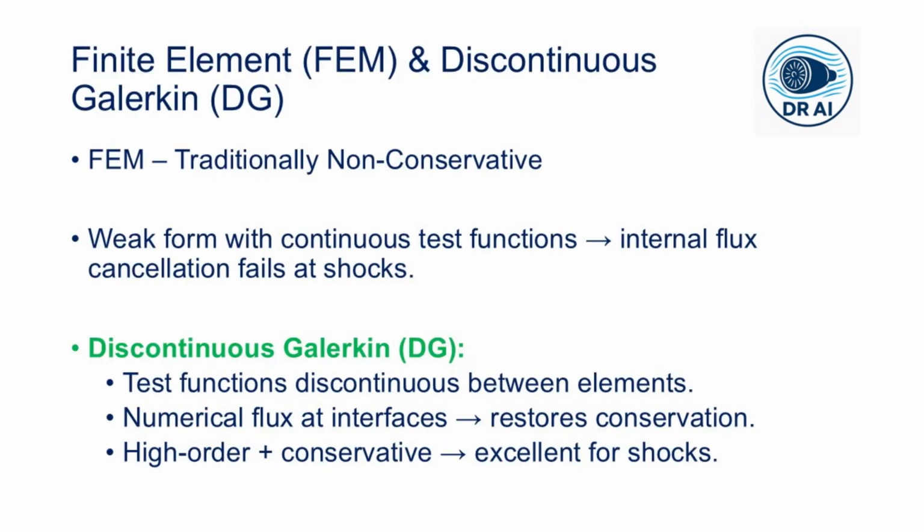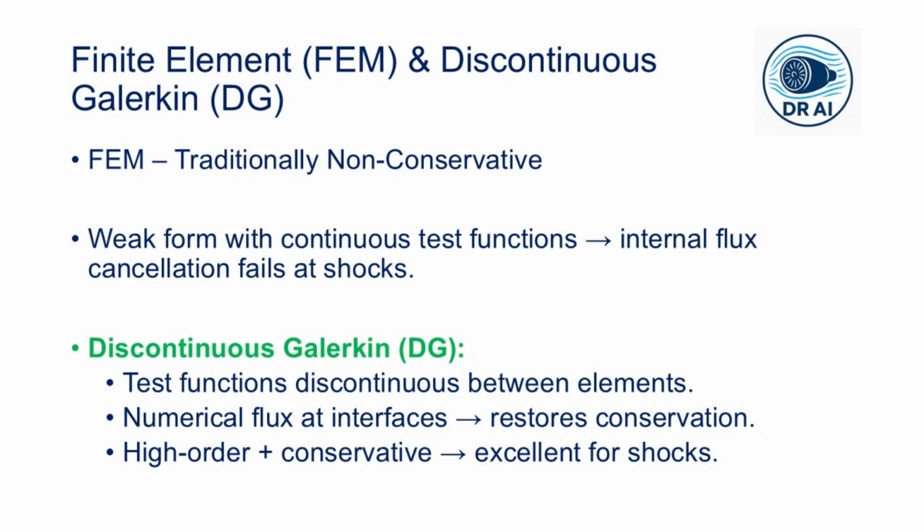Then there comes the method called the finite element method, FEM. Traditionally, FEM is based on the weak form and is not inherently conservative. The weak form is derived by multiplying the equation by a test function and integrating by parts. That integration by parts moves a derivative onto the test function, and the boundary terms give the flux. Because the test function is not constant, the cancellation of the internal fluxes is not guaranteed.